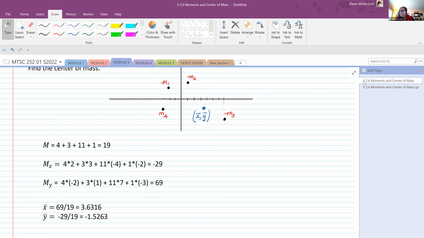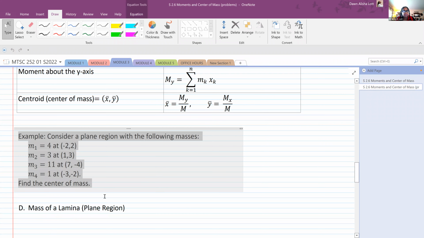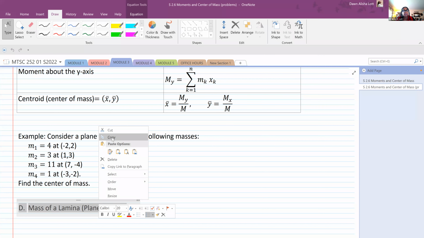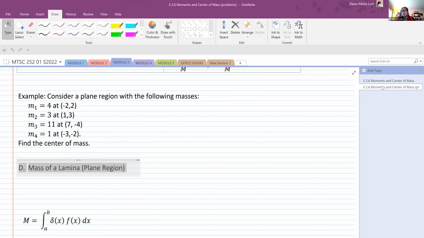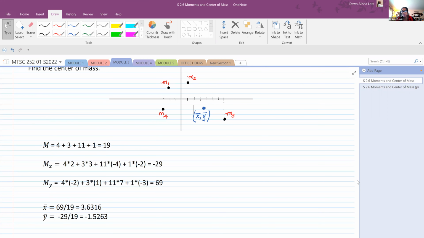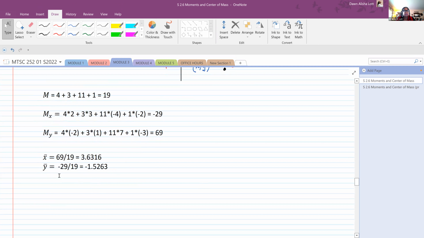All right, nope, we're not last. We still got 2 more topics. Mass of a lamina. Any questions about what we've done? I know I complicated it once, but I'm sorry. I keep putting the M's in the wrong place. X bar is MY over M, and Y bar is MX over M. Okay. So now we want to look at the mass of a plane region.